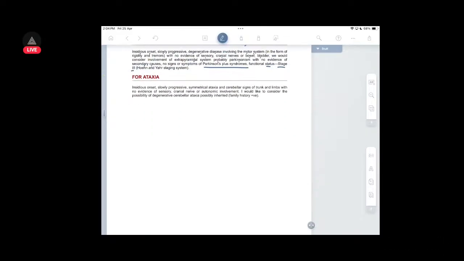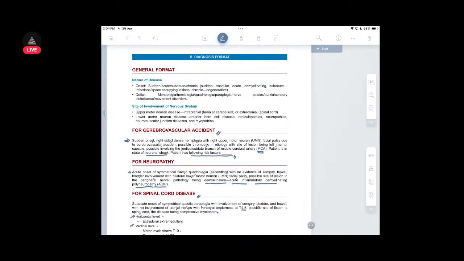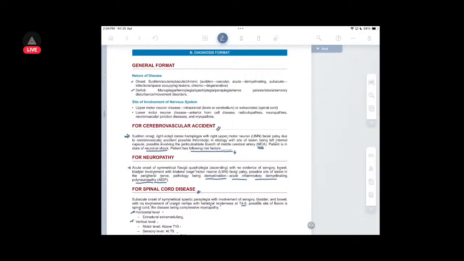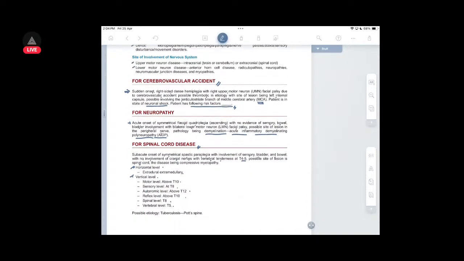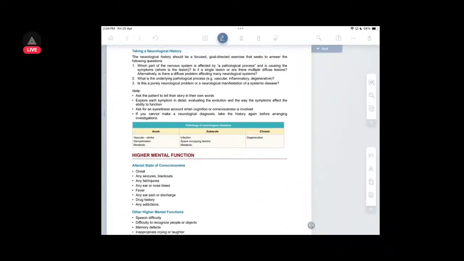For ataxia: slow progressive insidious onset, slowly progressive ataxia, cerebellar signs. So cerebellar signs you have to write. No evidence of sensory, cranial nerve or autonomic involvement. Degenerative cerebellar ataxia, possibly inherited, family history is positive. So you have to write about onset and deficit, and then you have to write about the site or involvement of neural association.